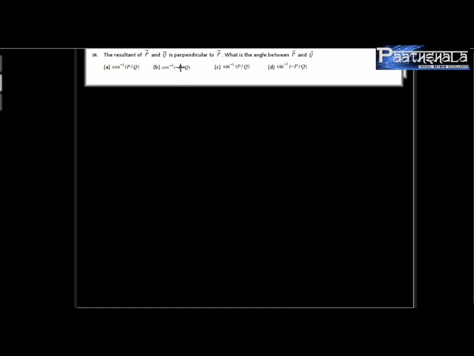The next question is, the resultant of P bar and Q bar is perpendicular to P. What is the angle between P and Q? So let us say, this is a vector Q and this is a vector P. Their resultant is perpendicular to P. So this is the situation. The situation is something like this. I should better draw it. Okay.